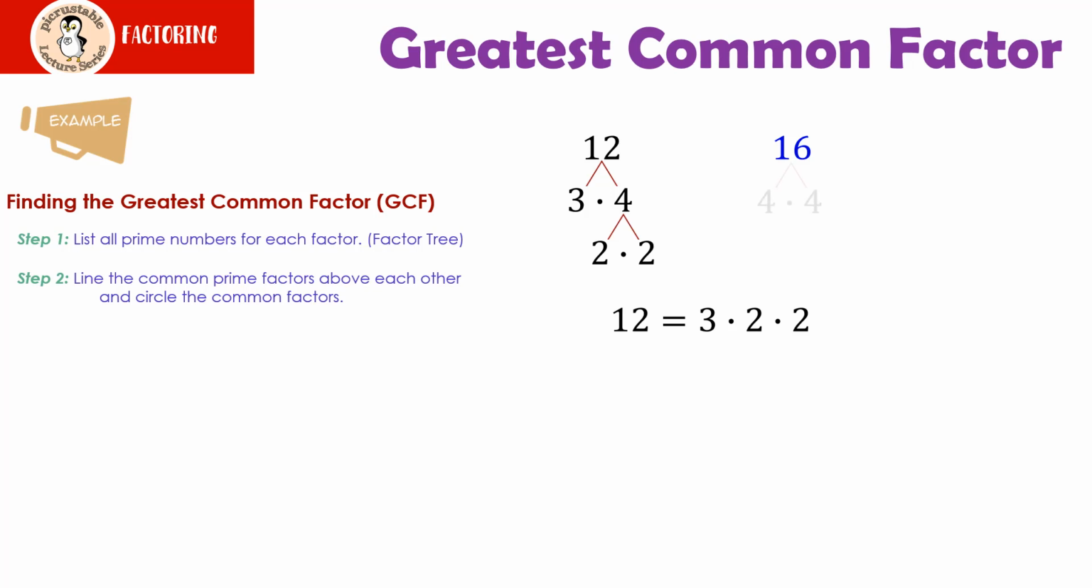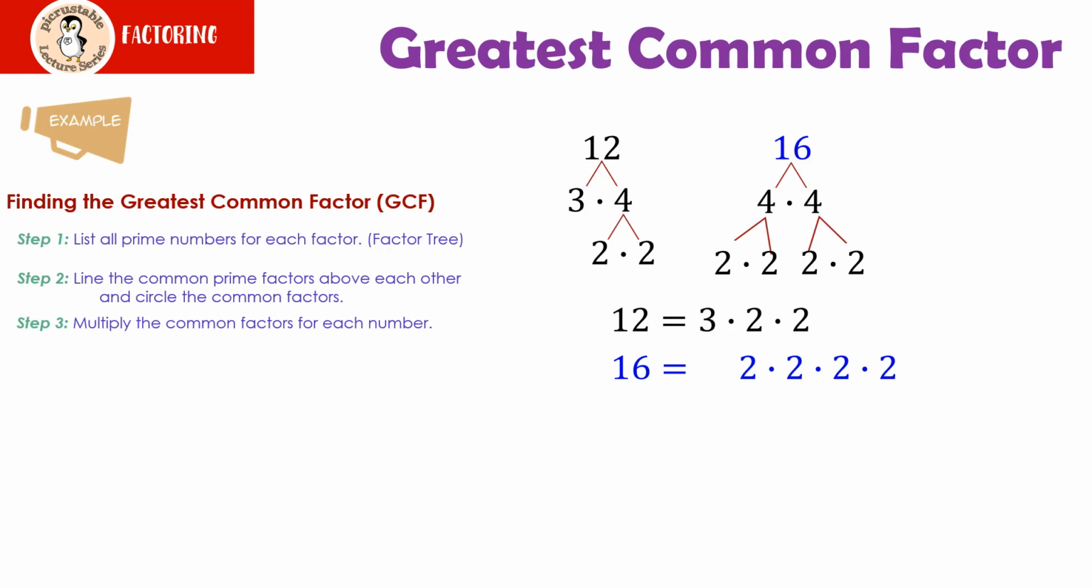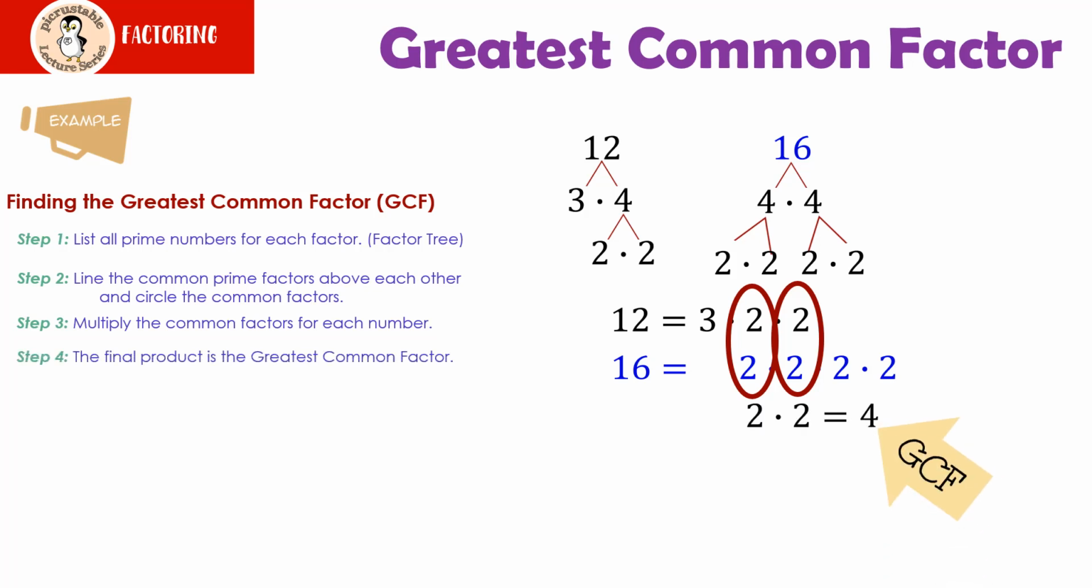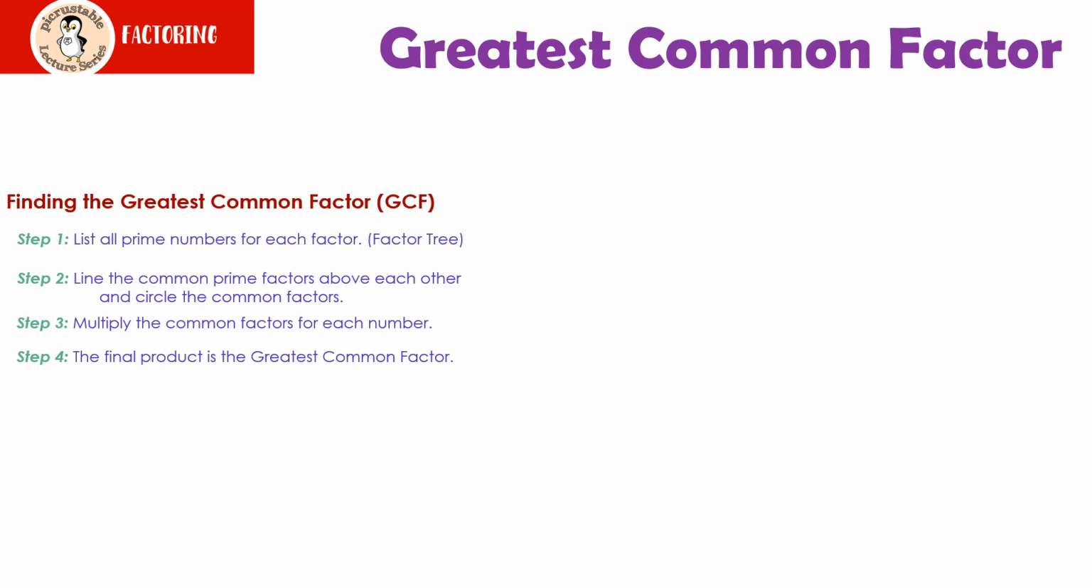Let's look at 16. 16 is 4 times 4. You could have written 2 times 8. It doesn't matter. Well, 4 is not prime because 4 is 2 times 2. Once again, 4 is 2 times 2. So 16 is 2 times 2 times 2 times 2. Do you notice that I wrote the common factors above each other? That's because what we are going to do next is find the common ones, which is super easy. We're just going to circle them. Then we're going to multiply those together. 2 times 2 is 4, and that gives us the greatest common factor, and that's it.